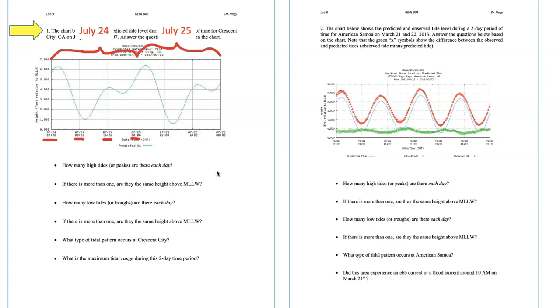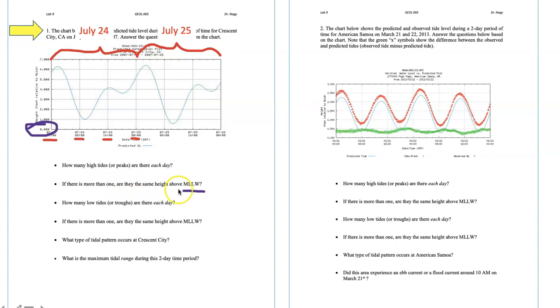So the question asks how many high tides are there in each day. Now you might look at this July 24th day right here and say, well, there's one right there. But a high tide is any time that there's a peak. So this right here is a second high tide in this 24-hour time period.